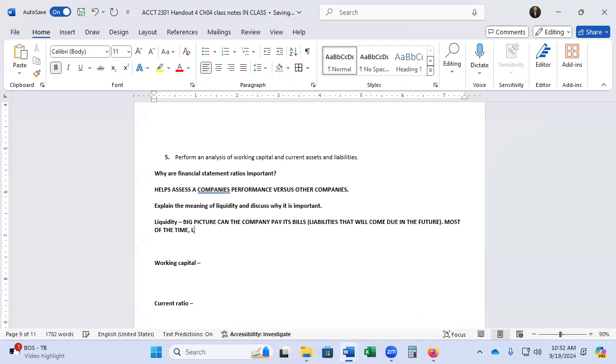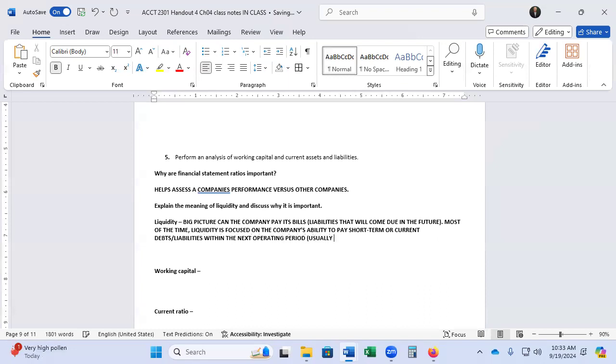Most of the time, liquidity is focused on the company's ability to pay short-term or current debts/liabilities within the next operating period. And this is usually a year, remember?